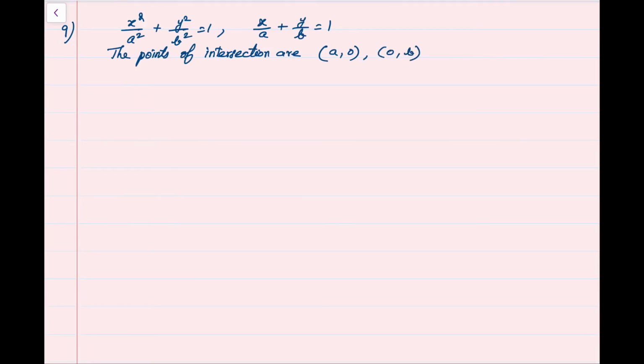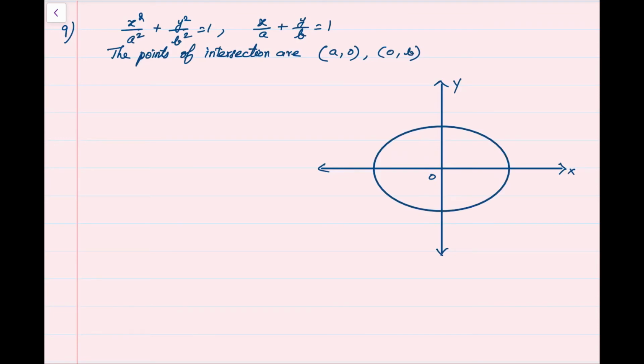Let us draw the figure. This is a and this is b. The line passes through these 2 points. Equation of the ellipse is x square over a square plus y square over b square equal to 1, and equation of the line is x over a plus y over b equal to 1. From the ellipse equation, y square over b square is 1 minus x square over a square.